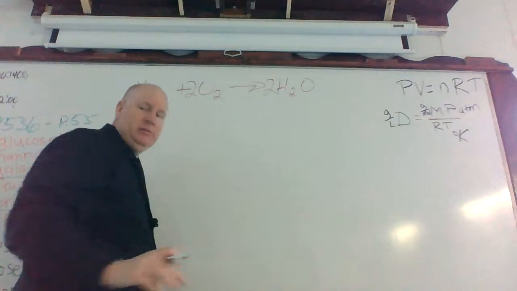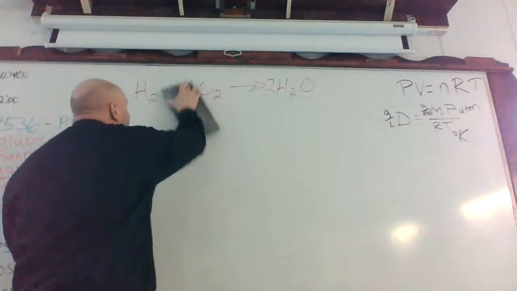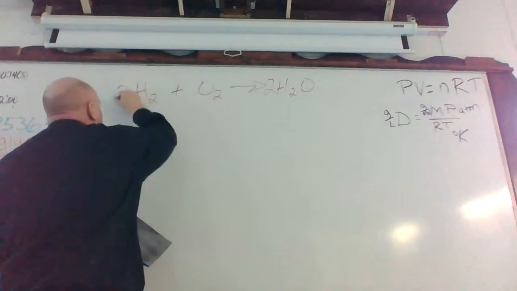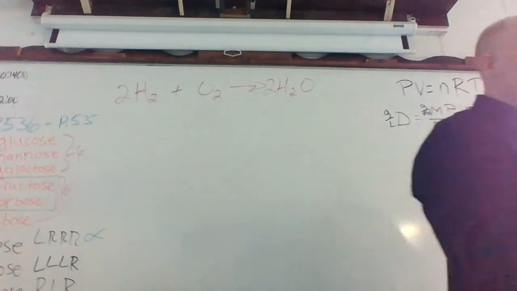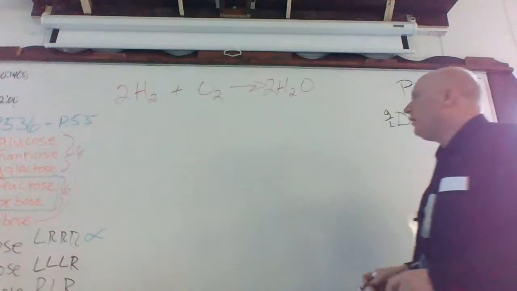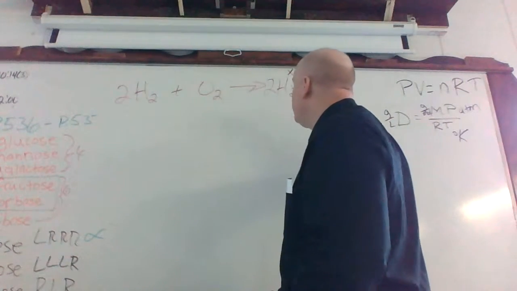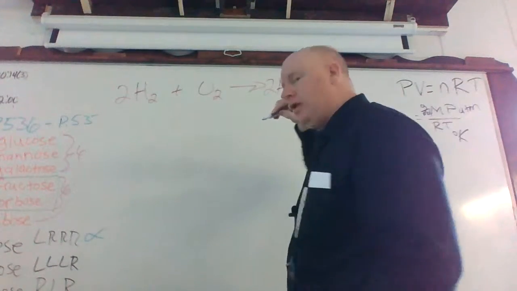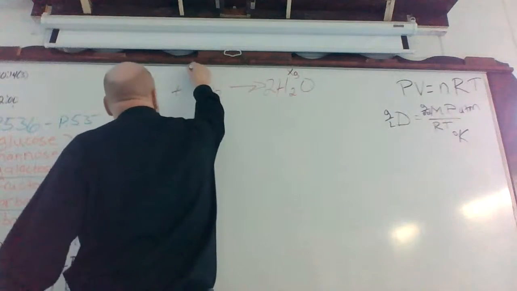I did that wrong. I put the coefficient in the wrong spot. But you would have caught that, right, people? Okay? So what we want to know is how many grams of this can be produced. And it says we're starting with 4.55 liters of this.